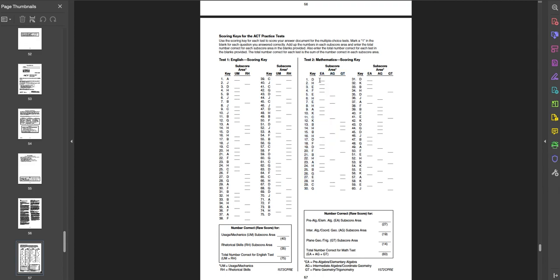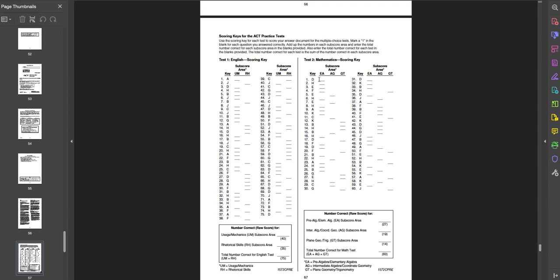Now, if you see these little underscores in each of the areas, you can break down which question type each one of these is. So EA is going to go down here with pre-algebra or elementary algebra, and you can figure out what your score was in that area. Same thing with this one. This is your intermediate algebra and coordinate geometry. I think these are a little bit different compared to this now, but the general idea still applies. So this is plane geometry and trig.